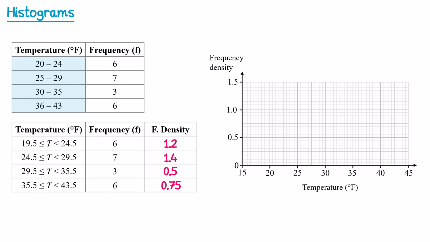We can now draw the histogram. The first bar goes between 19.5 and 24.5 with a frequency density of 1.2, so it looks something like this. It might feel a little bit strange, but this bar is in the right place.